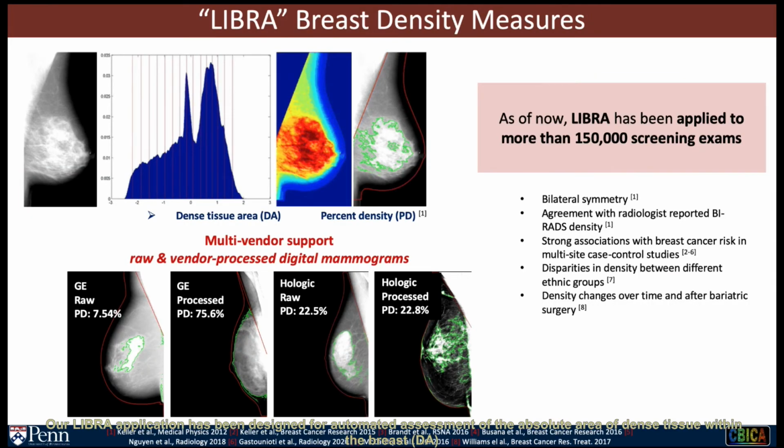Our LIBRA application has been designed for automated assessment of the absolute area of dense tissue within the breast, DA, as well as the breast percent density, PD, and it is applicable to digital mammograms of various vendors. LIBRA has been used in several studies for different institutions and for various applications, including the validation of risk prediction performance of LIBRA density measures, the identification of racial disparities in density, as well as the study of expected density changes over time. The following video demonstrates the use of LIBRA through CaPTk.